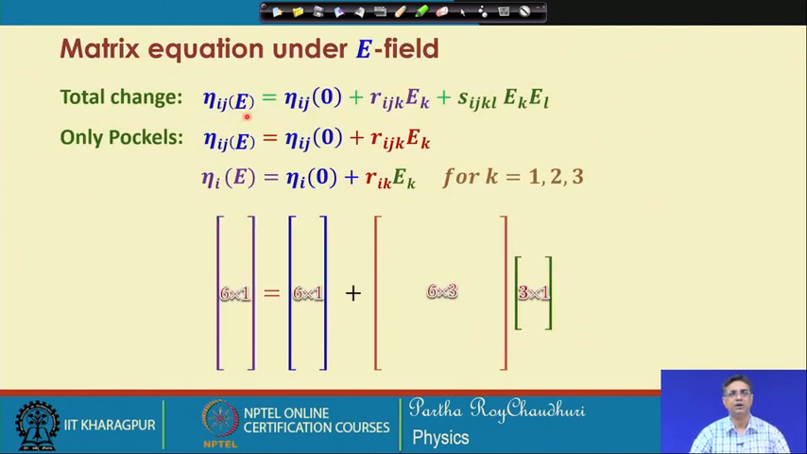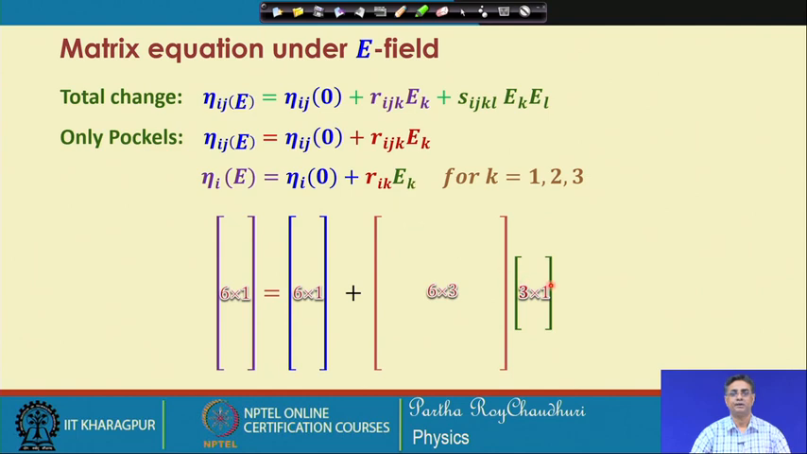So, the total change, if you consider both the quadratic effect and the linear effect, is that the impermeability in presence of the electric field will be the sum of the impermeability tensor in absence of the electric field plus these two additional electric field dependent terms. For only Pockels, we just restrict to this part, and in that case, using the contracted indices, eta i of E equals eta i 0 plus r i k E k.